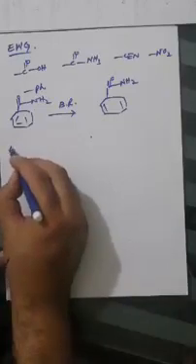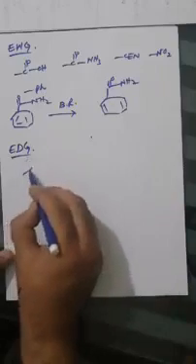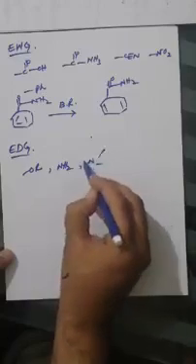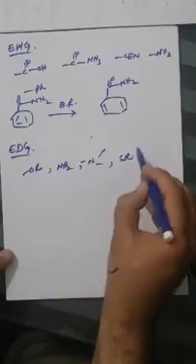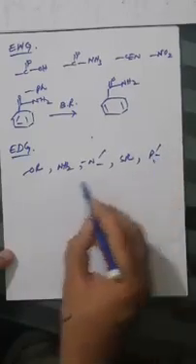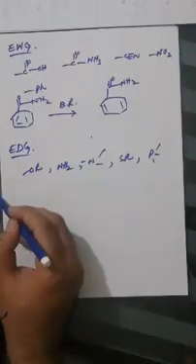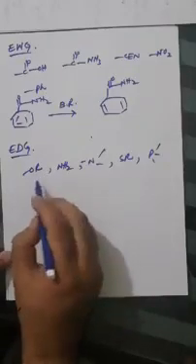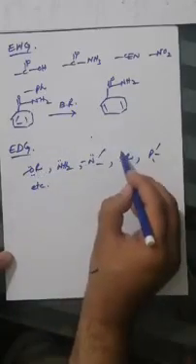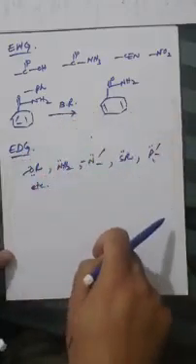Now, what are the common electron donating groups? These are ether, amine or substituted amine, thiol, phosphine, etc. They have a lone pair that could be donated into the aromatic system.